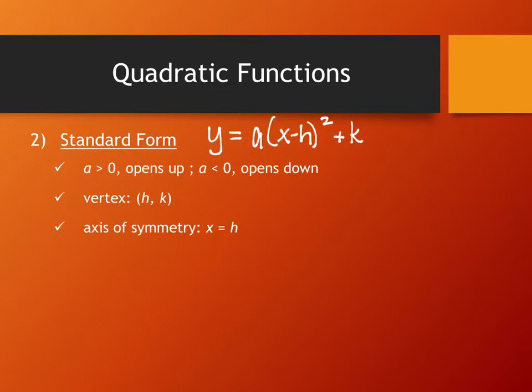The a value at the front still is the amplitude. If it's positive, it opens up. If it's negative, it opens down. The really cool thing here for the vertex is that while it's true that the vertex is negative b over 2a, like we did before, I don't really need that here, because you can actually see the vertex already in the problem. It's h, k, the same h, k that's showing up there. So it's an identification problem, not a solving kind of problem. And then your axis of symmetry is simply the x value of the vertex, just like before.